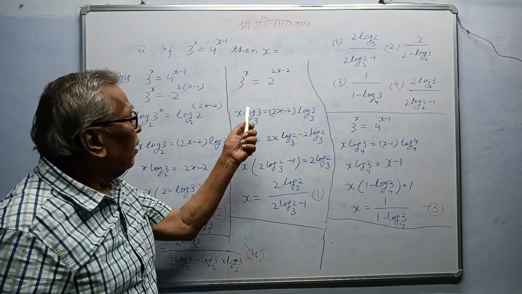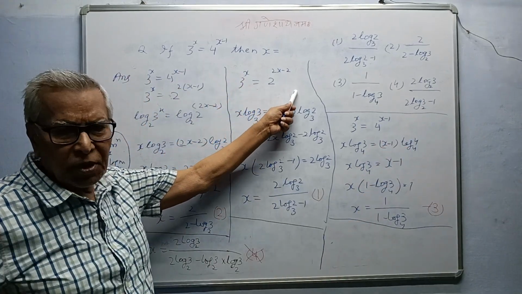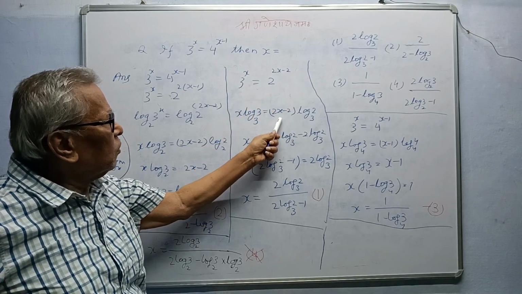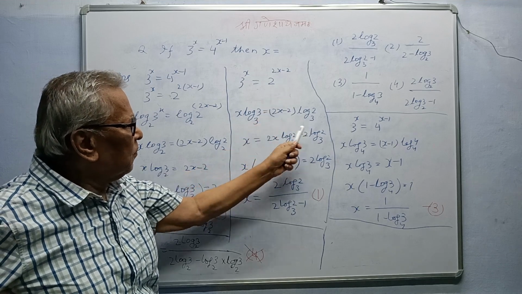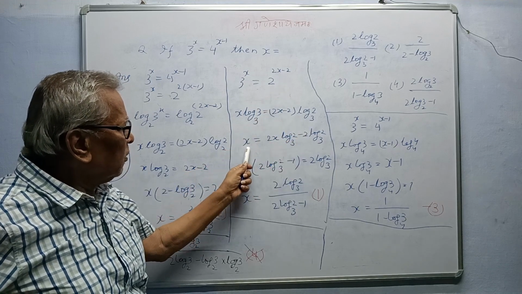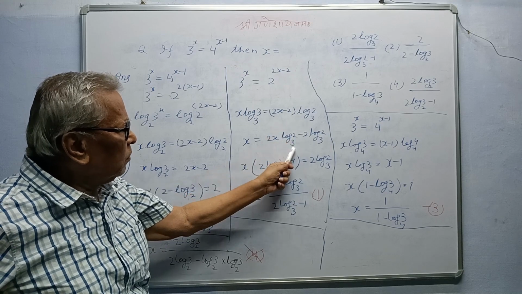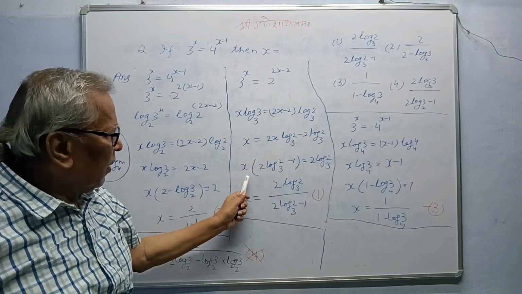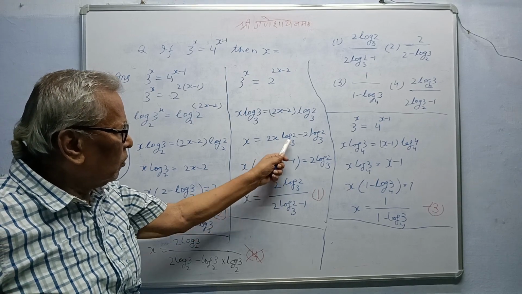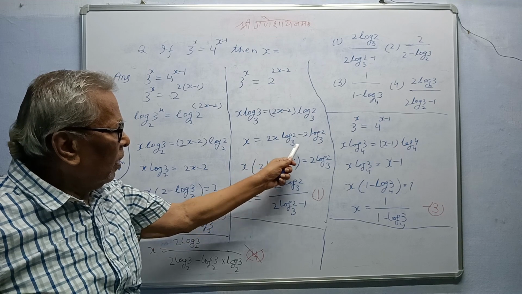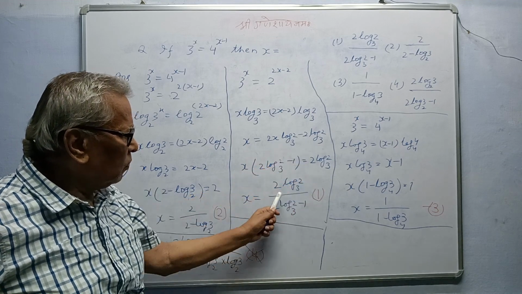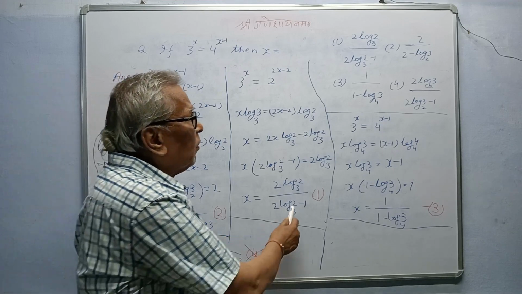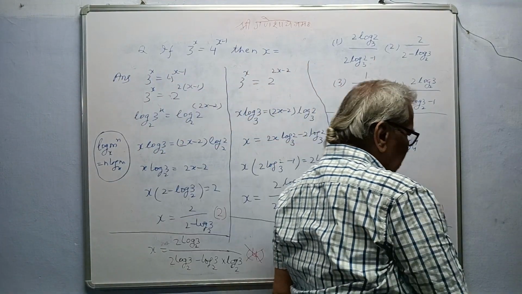Now again, 3 to the power x is equal to 2 to the power 2x minus 2. Taking log, x log 3 to the base 3 is equal to 2x minus 2 log 2 to the base 3. This is 1. So x is equal to 2x log 2 to the base 3 minus 2 log 2 to the base 3. Again taking x common, x into 2 log 2 to the base 3 minus 1 equals 2 log 2 to the base 3. So x is equal to 2 log 2 to the base 3 divided by 2 log 2 to the base 3 minus 1. So this resembles with option 1.